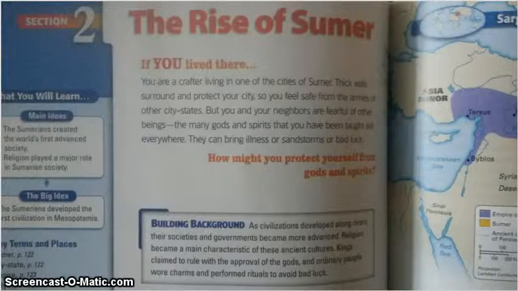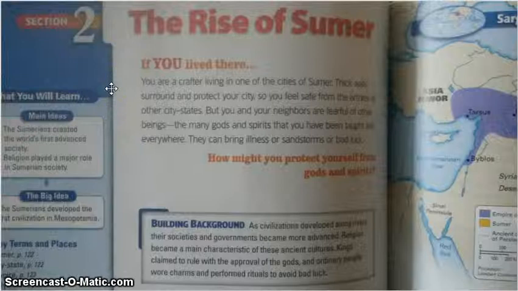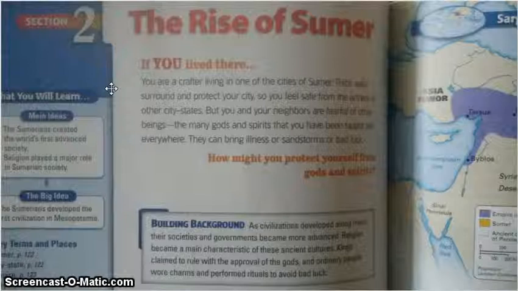Let's read the "If You Lived There" just to kind of get you thinking before we get started. It says, "You are a crafter living in one of the cities of Sumer. Thick walls surround and protect your city so you feel safe from the armies of other city-states. But you and your neighbors are fearful of other beings. The many gods and spirits that you have been taught are everywhere. They can bring illness or sandstorms or bad luck. How might you protect yourself from gods and spirits?"